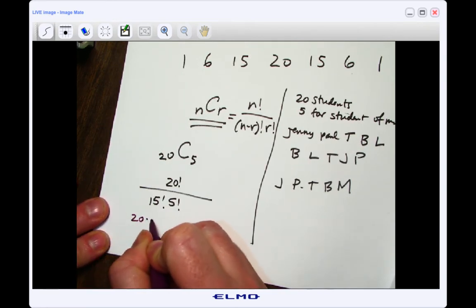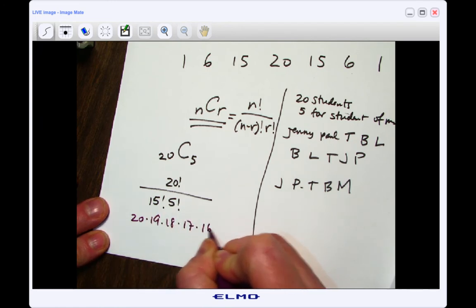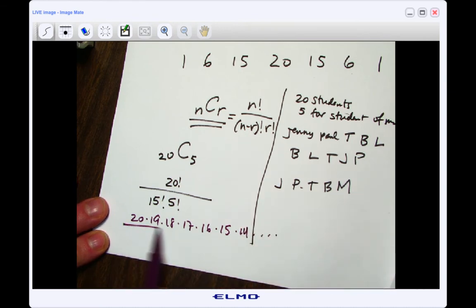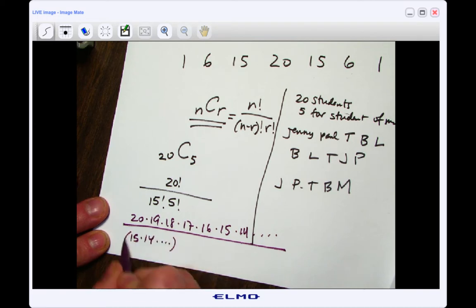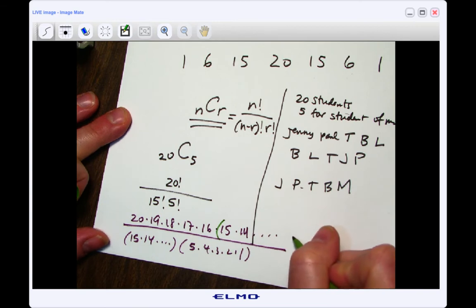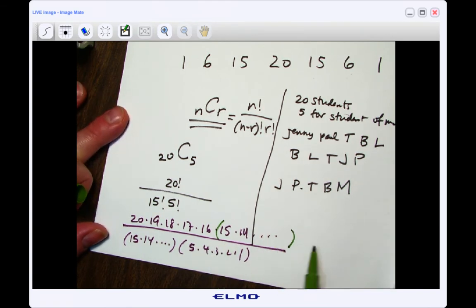So I'm going to think about this as 20 times 19 times 18 times 17 times 16 times 15 times 14, all the way down. I'm not going to write them all out. Now down here, this would be 15 times 14 all the way down, and then it would be 5 times 4 times 3 times 2 times 1. So take a look. If I group it this way, this is 15, 14, all the way down to 1. So is this.